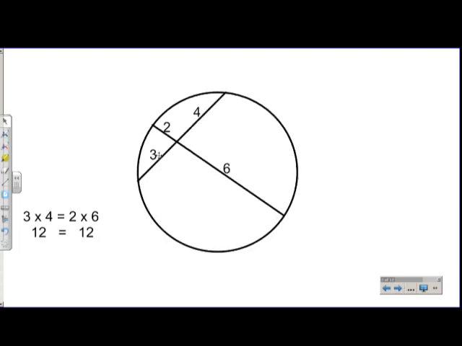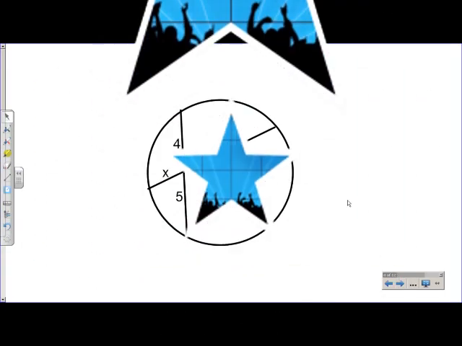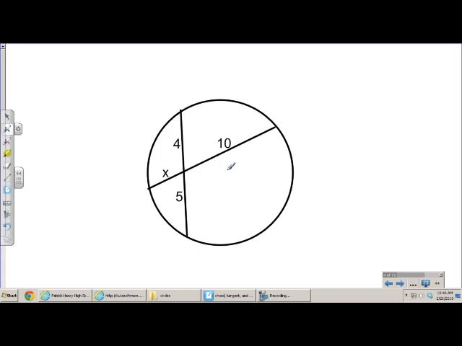Here's a good example. Part times part equals part times part. 3 times 4 equals 2 times 6. See how it works? Both of those are 12. Alright, let's set one up.